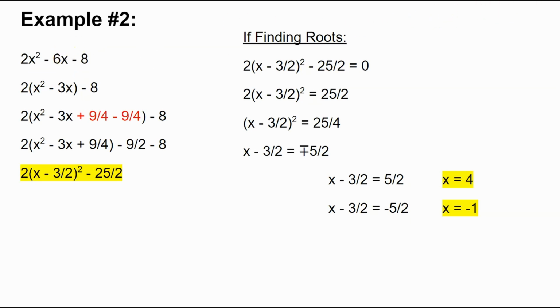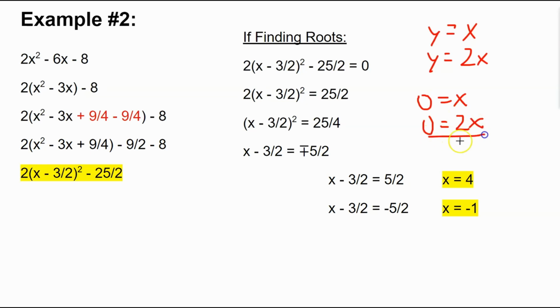If it's being equal to 0, then we can multiply or divide by any number we want. Think about it this way. It's like saying y equals x and y equals 2x are the same. Well, they're not. But if you're trying to solve for 0 equals x or 0 equals 2x, then they'd be the same, because then I could just divide by 2 on both sides and get that 0 is equal to x.